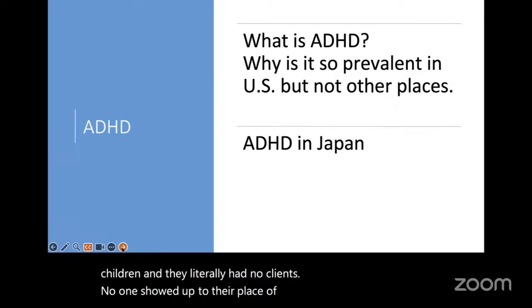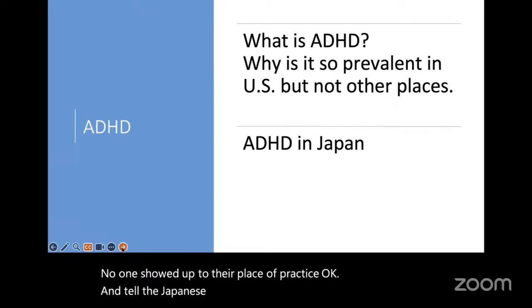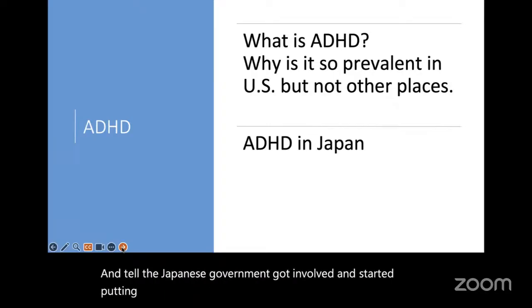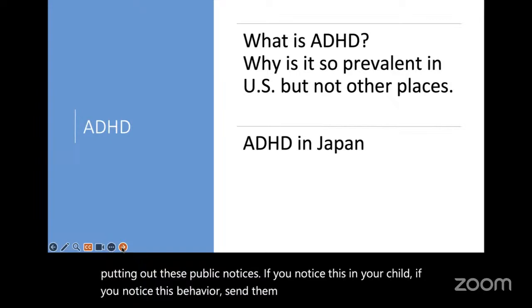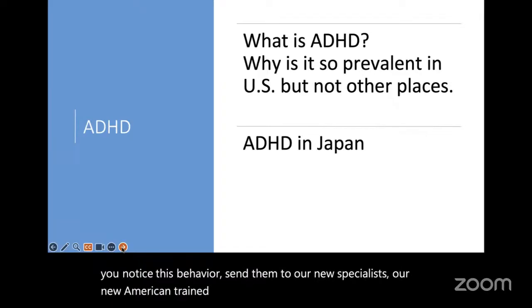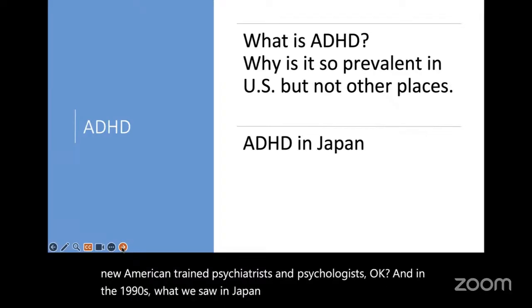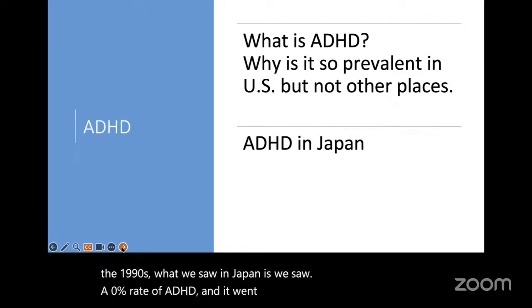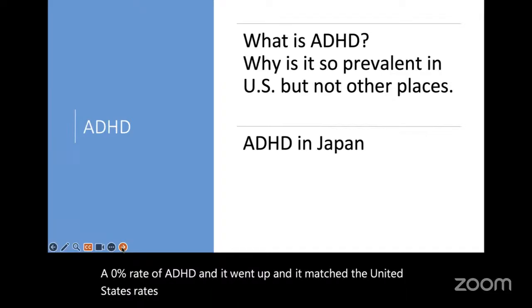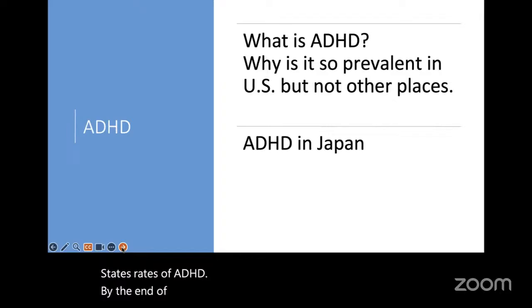Okay. Until the Japanese government got involved and started putting out these public notices. If you notice this in your child, if you notice this behavior, send them to our new specialists, our new American trained psychiatrists and psychologists. Okay. And in the 1990s, what we saw in Japan is we saw a 0% rate of ADHD, and it went up and it matched the United States rates of ADHD by the end of the 1990s. Okay. So this is another, again, a good kind of explanation.